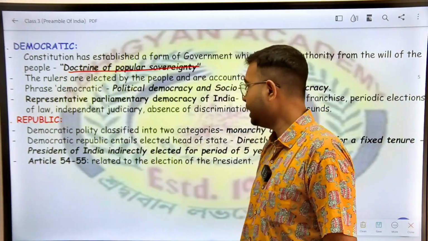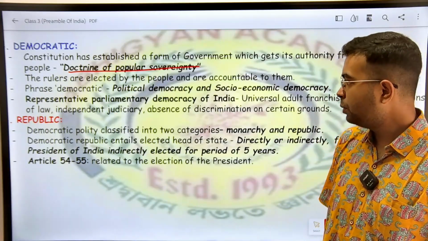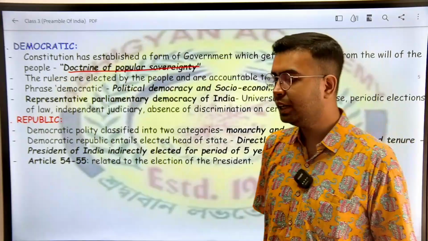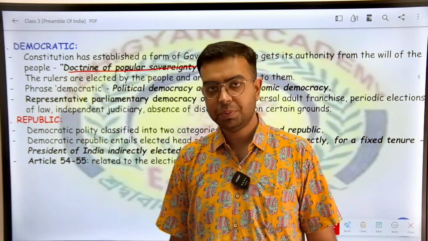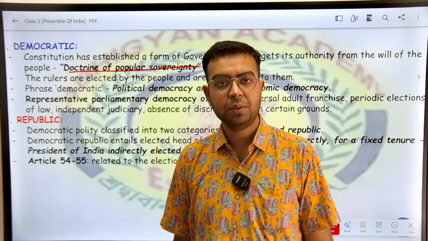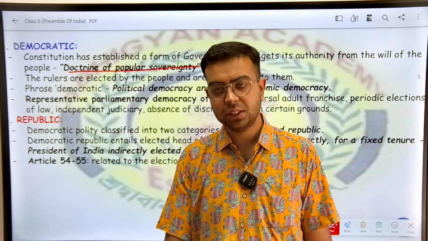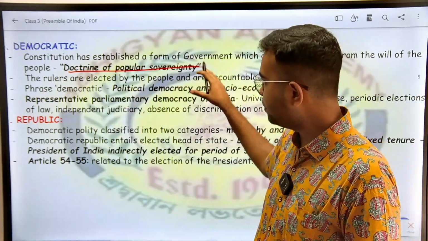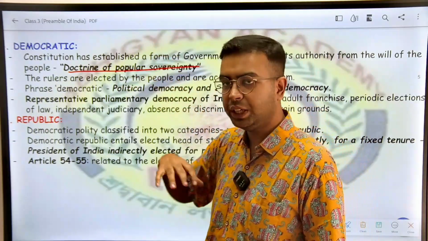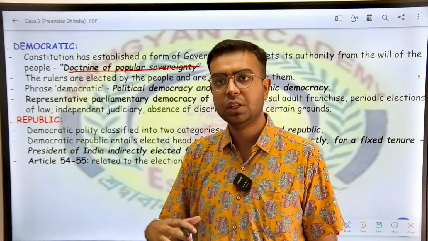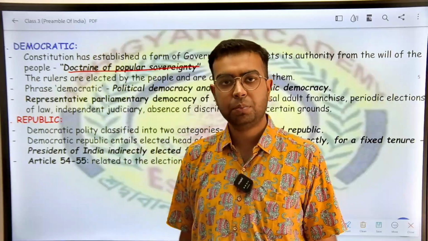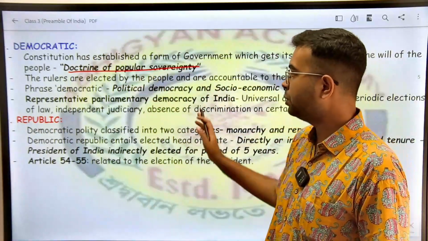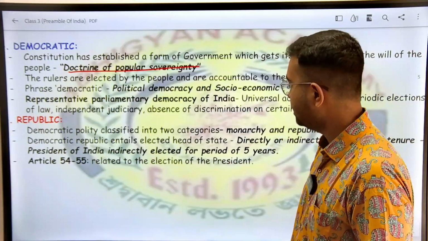Also, in India, democracy is in the form of representative parliamentary democracy. Now, what does it mean? It basically means that there is a Parliament of India. The Parliament of India has different seats representing different regions or constituencies of the country. From different regions or different constituencies, we elect one representative from us to go and represent us in the parliament. This is known as the democracy or the representative democracy of India.